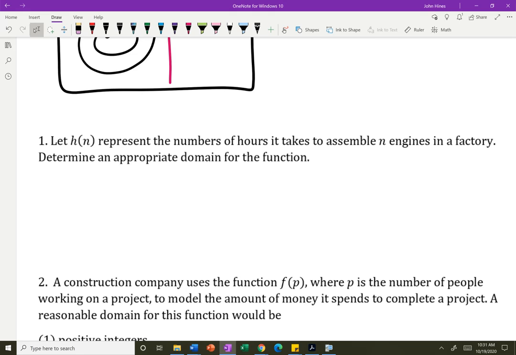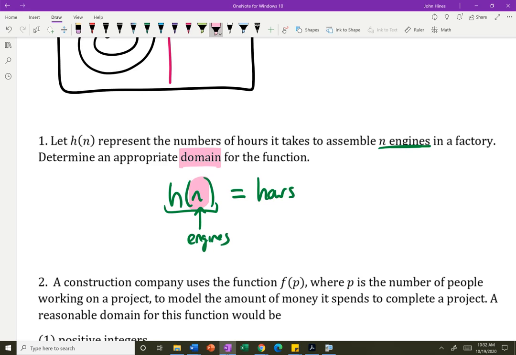So let h of n represent the number of hours it takes to assemble n engines. Let's talk about what this function does. What are my inputs? I'm inputting n, the number of engines. How many engines am I assembling? So this is engines. And the output, what does it equal? I'm outputting hours. So I want to know the appropriate domain for this function. What's the appropriate set of numbers for n?